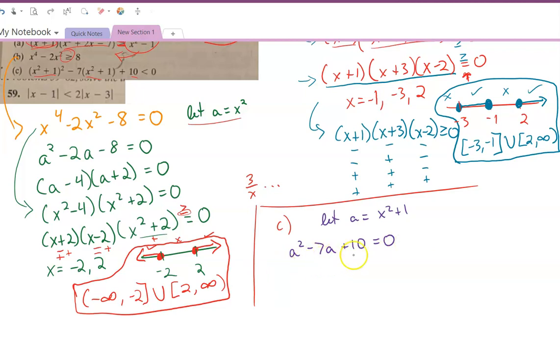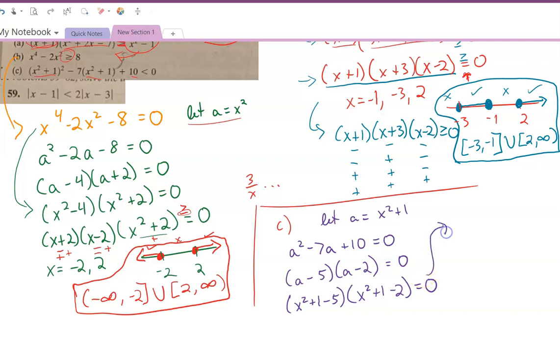This is something that looks familiar to me, and I can factor it as, oh, sorry, not A squared, A minus 5 times A minus 2. Okay, now going back into terms of x, because A is kind of like our arbitrary working variable. So I can't leave things in terms of A. So going back, I have x squared plus 1 minus 5 times x squared plus 1 minus 2 equals 0.